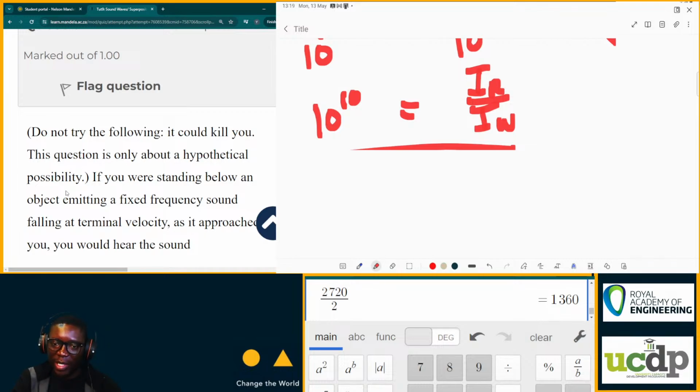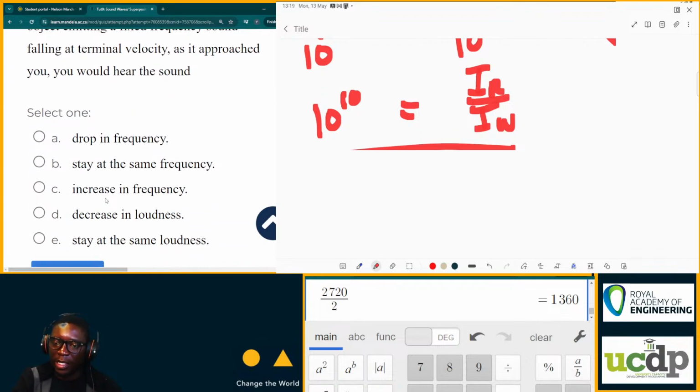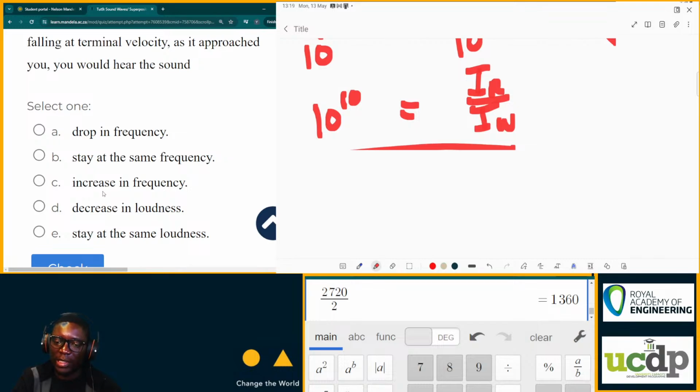If you were standing below an object emitting a frequency of sound, falling at terminal velocity. So the object is falling at terminal velocity and it's emitting a certain frequency. As it approaches you, would you hear the sound drop in frequency, stay the same, increase in frequency, decrease in loudness, stay at the same loudness?